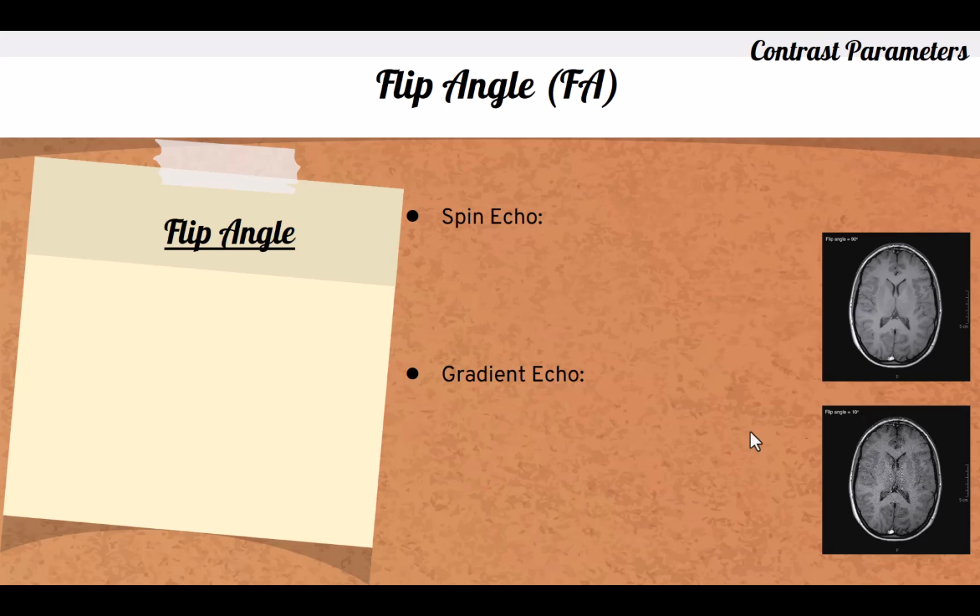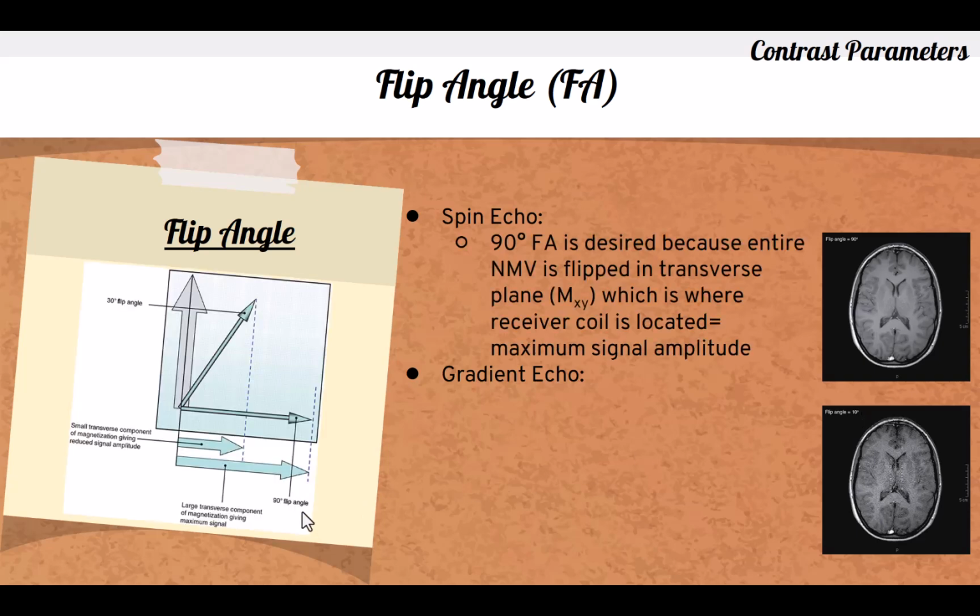of signal. Flip angle. For a spin echo pulse sequence, a 90-degree flip angle is desired because the entire net magnetic vector is flipped into the transverse plane, which is where the receiver coil is located, giving you maximum signal amplitude. From the image to the left, you can see two different flip angles. With the 90-degree flip angle, you flip that entire net magnetic vector into the transverse plane, which increases the amount of signal. But with a 30-degree flip angle, only a portion of the net magnetic vector will flip into the transverse plane, and a smaller net magnetic vector in the transverse plane results in less signal.